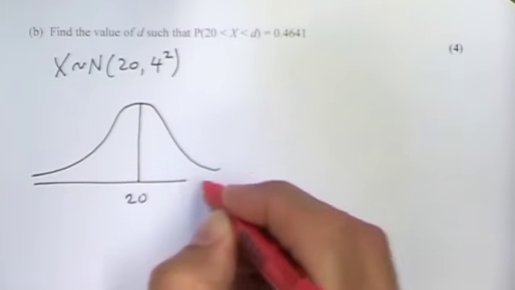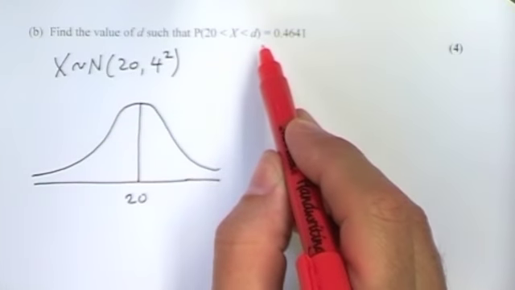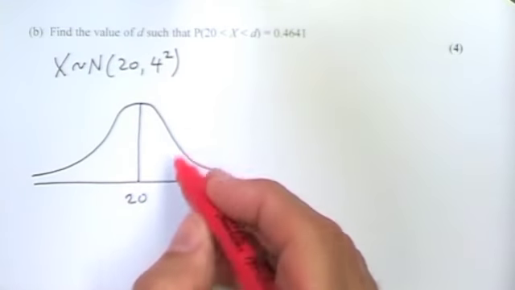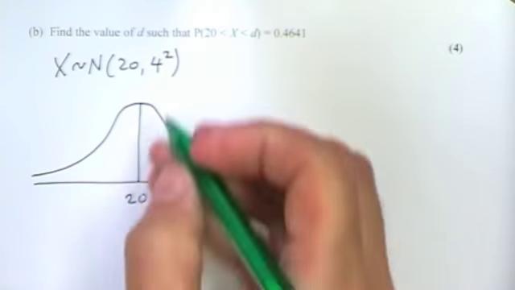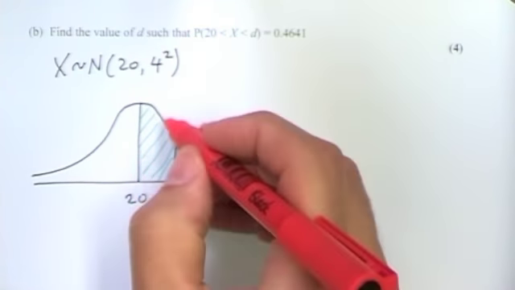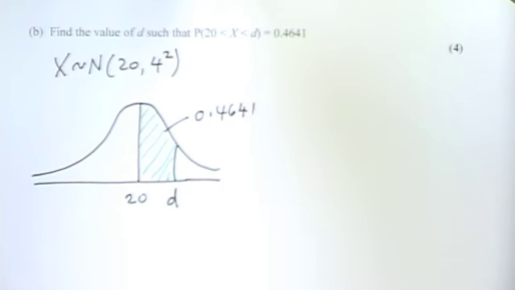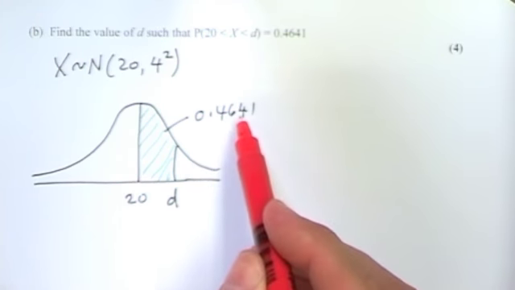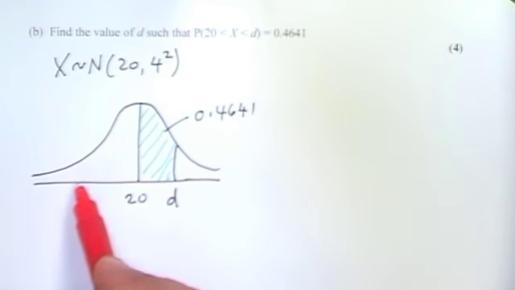So that's 20, and what we're looking for is between x is 20 and d. D must be bigger, if that's an inequality, so d is there. And that region there is represented, I can shade it, and that region there is 0.4641. We have a probability, but we can't look up this probability. The probability we look up is all the way from 0 all the way up until here.